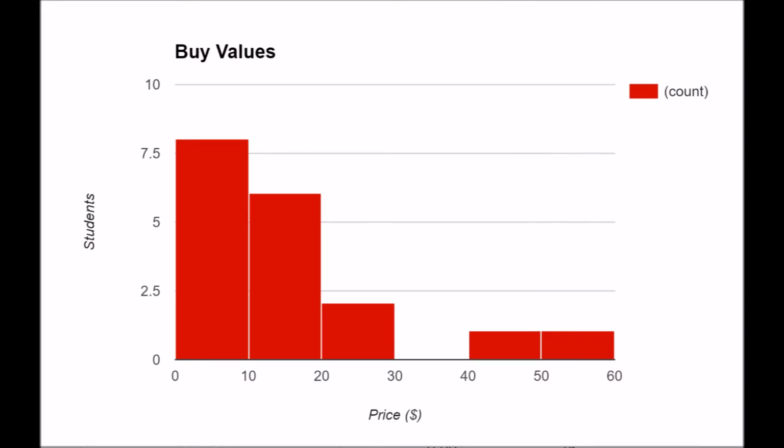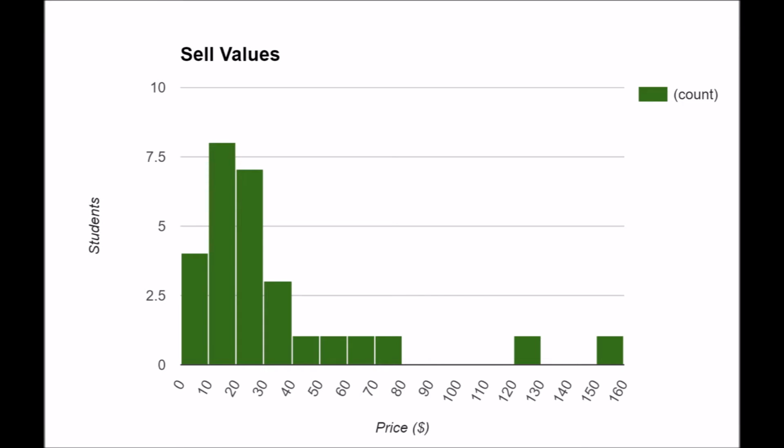This is the histogram for the buy group. As you can see, most of the values are between $0 and $20, with many of those being less than $10. Very few of the values are greater than $30.